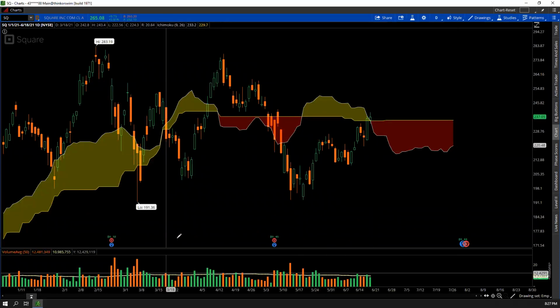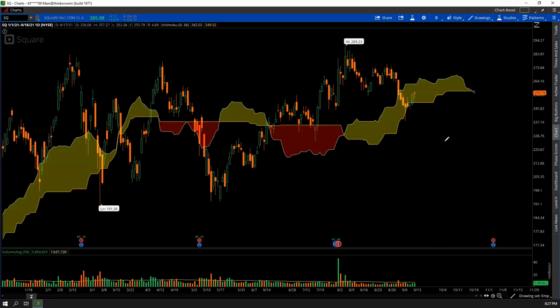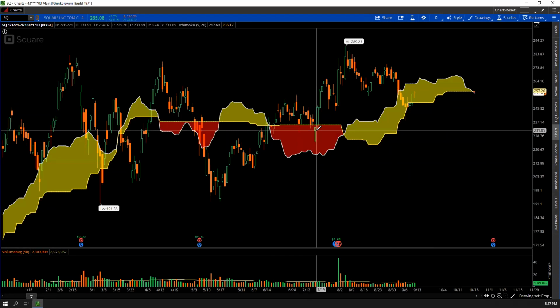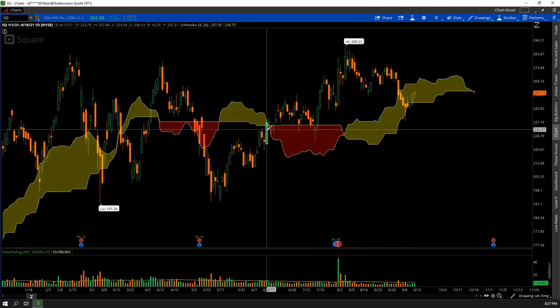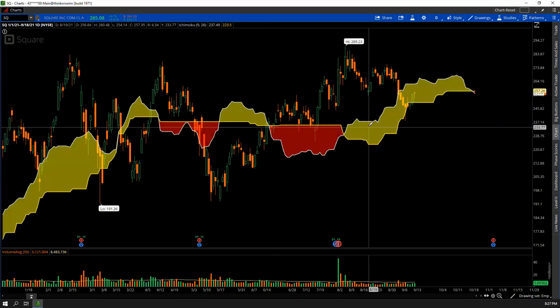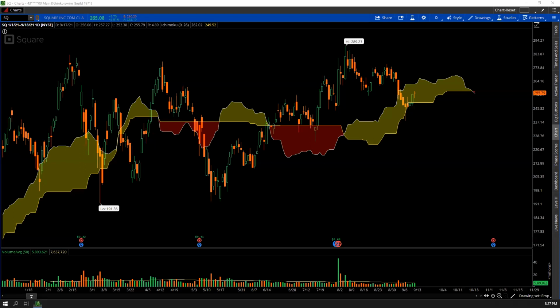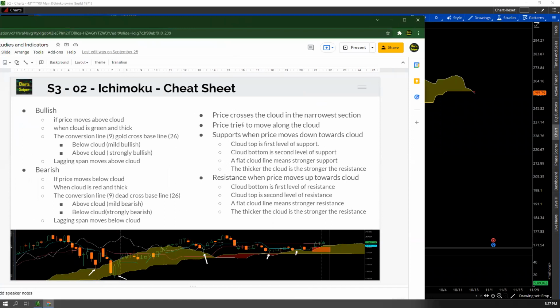That's exactly what happened, right? It just crossed. And what happened after that? Hopefully it rallied quite a bit. Yeah, it crossed, stayed about there, tested, and then broke out higher, right? So the price tends to cross near the narrowest section. That is one of the points I want to make, a very powerful technique, I would say. Then price tries to move along the cloud.